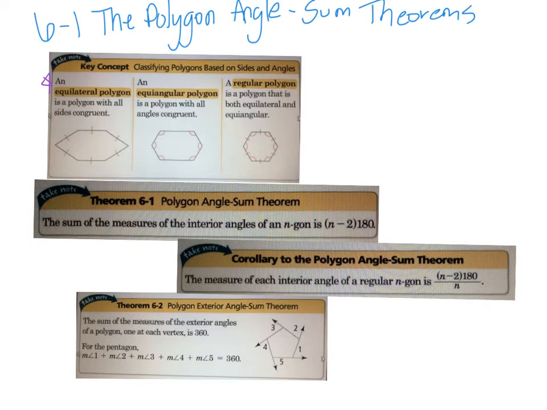There are two theorems and one corollary that you need to make sure that you know, and these are going to be used pretty frequently for this section and for this chapter actually. The first one is Theorem 6-1. It's called the Polygon Angle Sum Theorem, and this theorem says that if you were trying to find the sum of the measures of the interior angles of an n-gon, which is just a way to list all polygons, where n is the number of sides, you use the equation n minus 2 times 180.